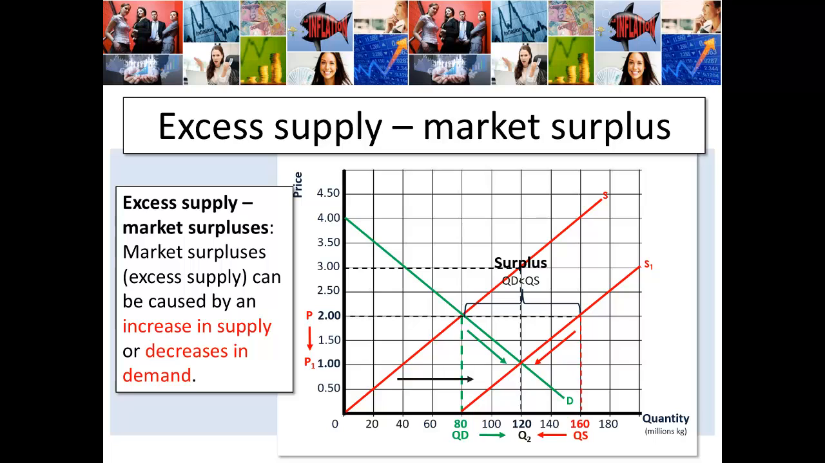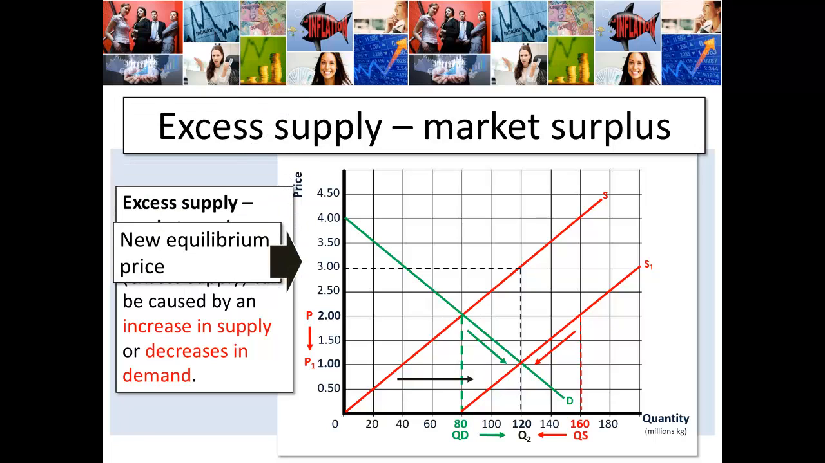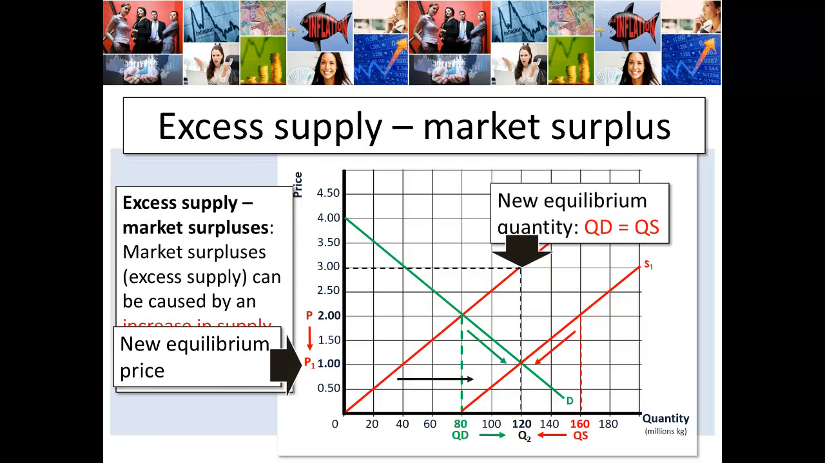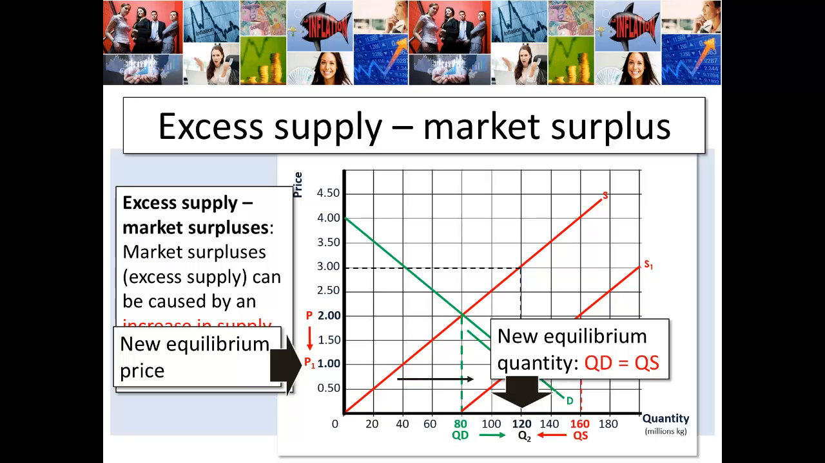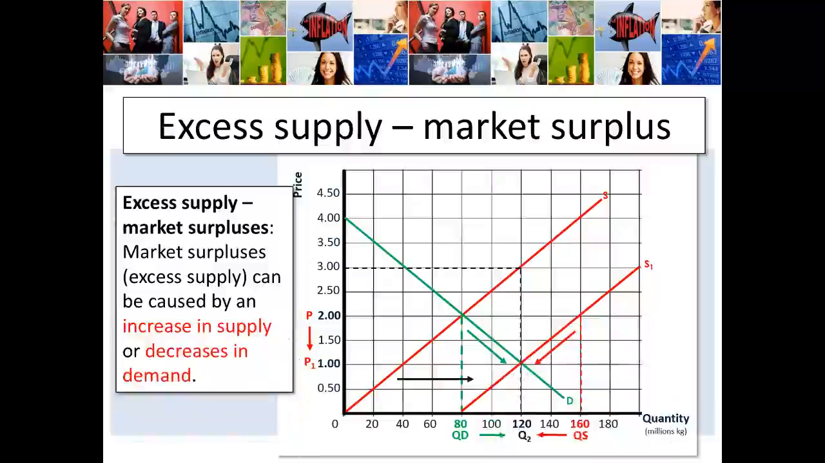In the end, a new equilibrium price is reached at $1 and a new equilibrium quantity is attained at that new price, 120 million kgs in this case. A new equilibrium price, new equilibrium quantity. Again, where the market is in balance, it's an equilibrium, and once again quantity demanded equals quantity supplied.